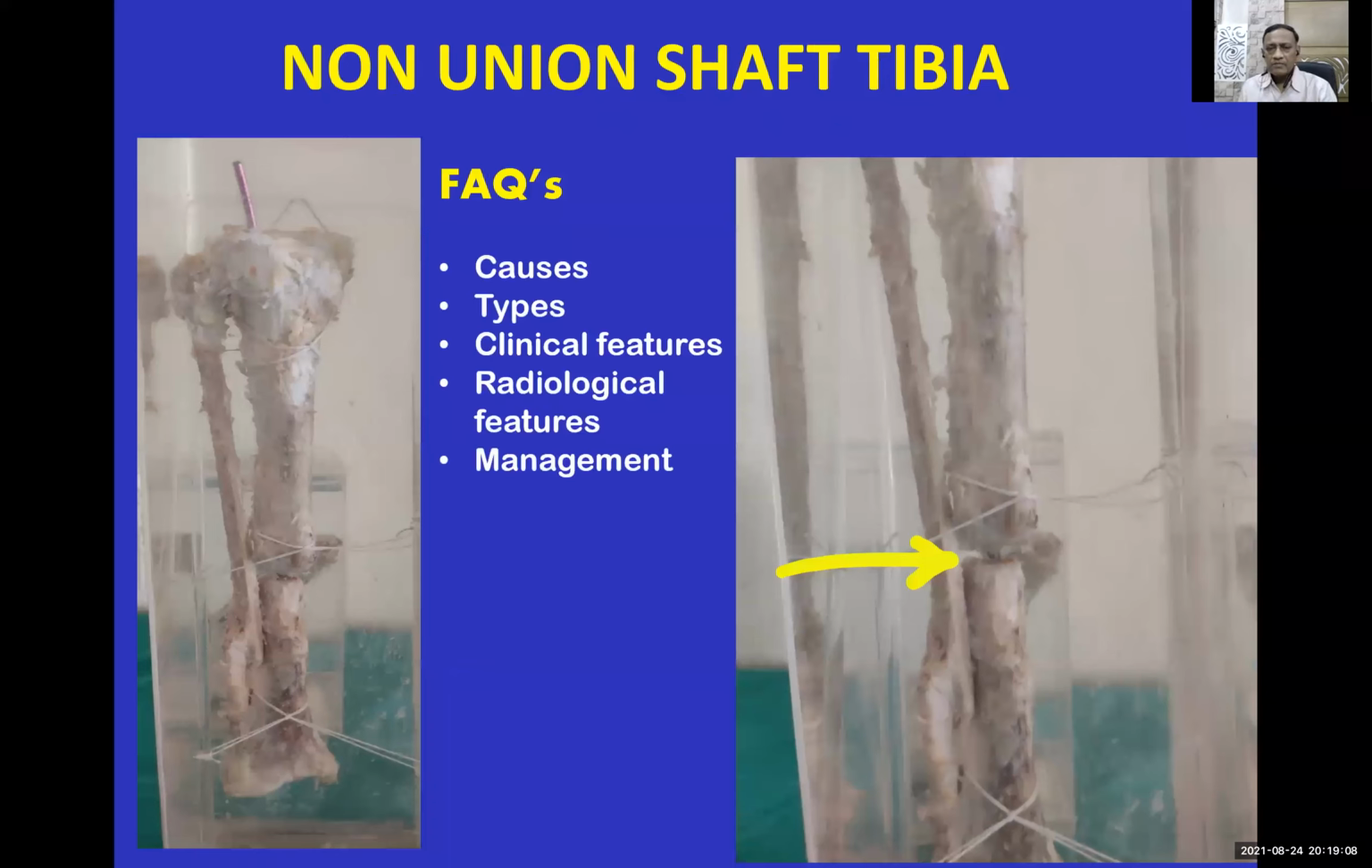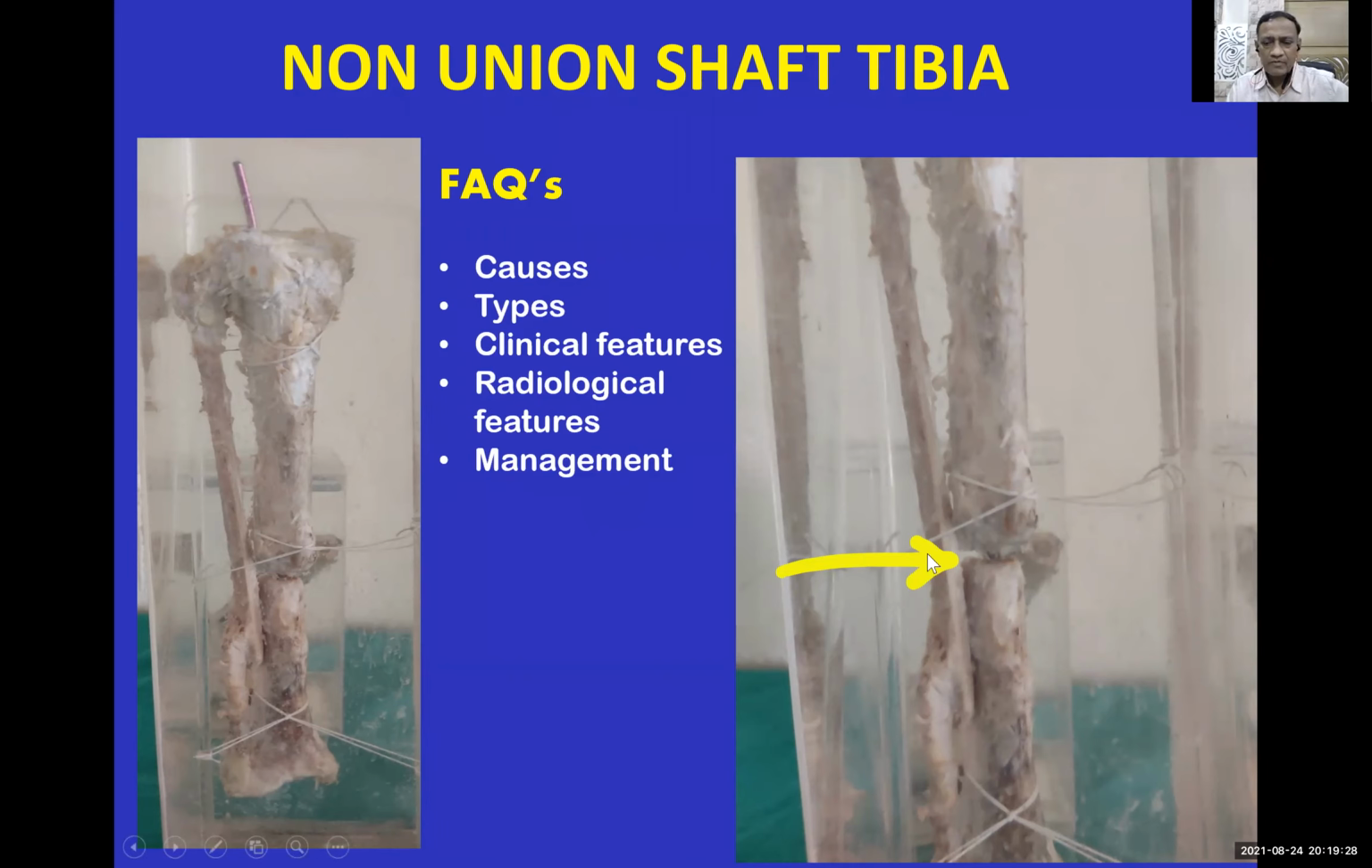Then some trauma specimens. I was lucky to get a few patients who underwent amputation for some other reasons, and they had some fracture problems like malunion, non-union. So I dissected the soft tissue and mounted that for teaching purposes.